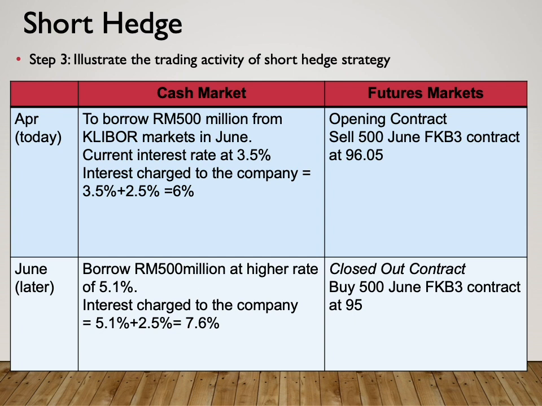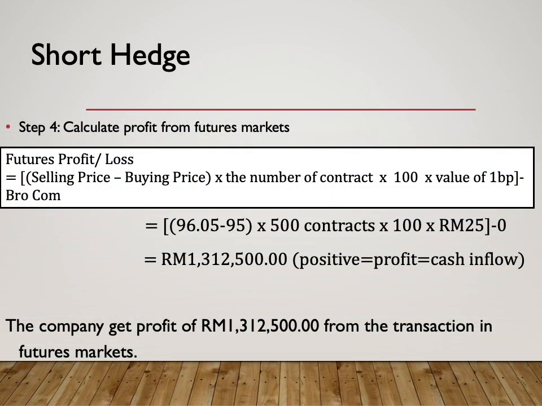Step number 4, you need to calculate the profit from the futures market. The formula is selling price minus buying price, times number of contracts, times 100, times value of 1 basis point, minus broker's commission. In your strategy, you sell futures at 96.05 and you buy futures at 95, minus 500 times 100 times 25 ringgit. So you get 1.3125 million, a positive value. Positive means you make a profit, so profit is cash inflow.